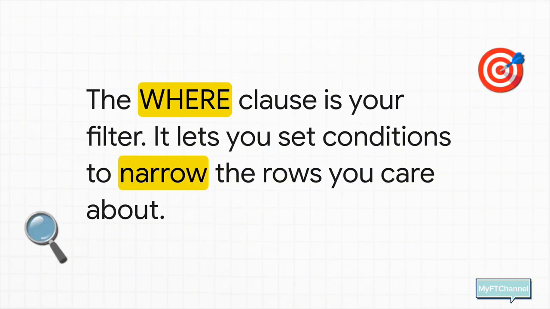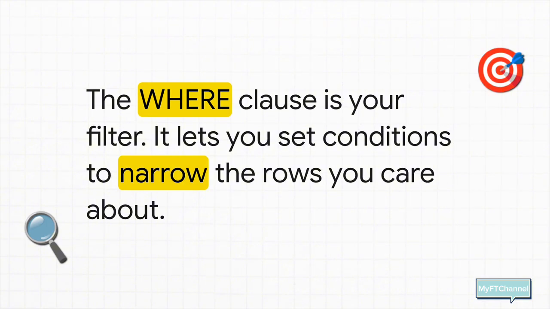The magic word here is where. The where clause is your filter. It's your bouncer at the club door. Here, we're setting 2 conditions. The order date has to be on or after January 1st, and the status has to be exactly completed. This is how you take a mountain of data and shrink it down to just the handful of records you actually care about.